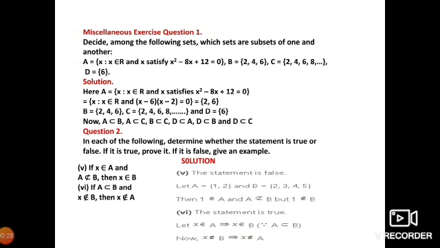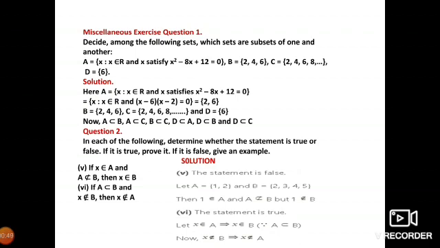A equal to {x such that x belongs to R and x satisfies x square minus 8x plus 12 equal to 0}. B is equal to {2, 4, 6}. C equal to {2, 4, 6, 8}. D equal to {6}. You have to say which sets are subsets of one and another.